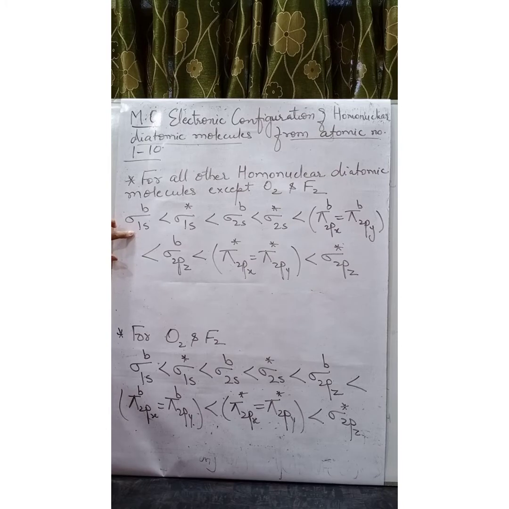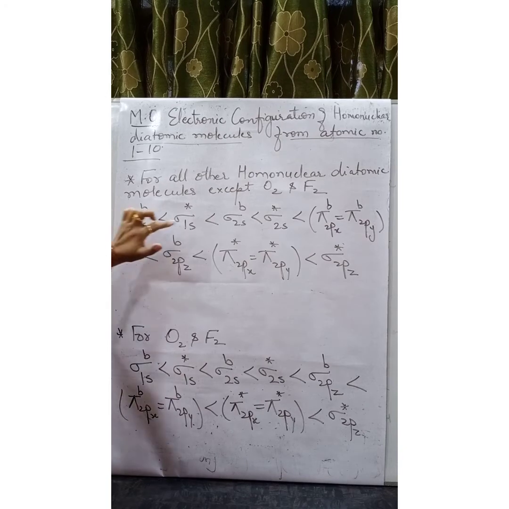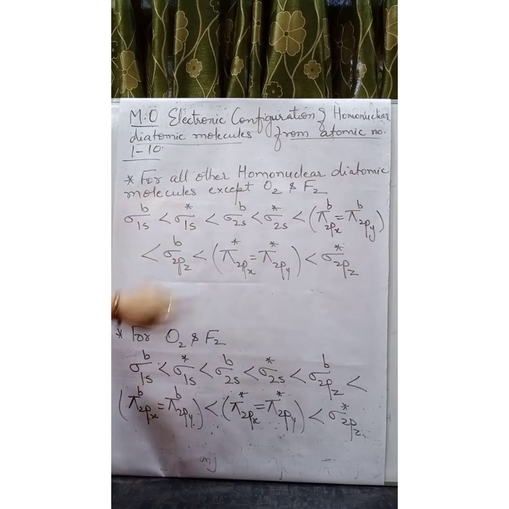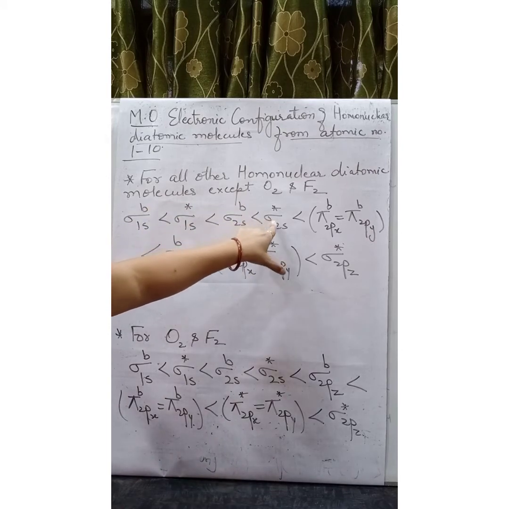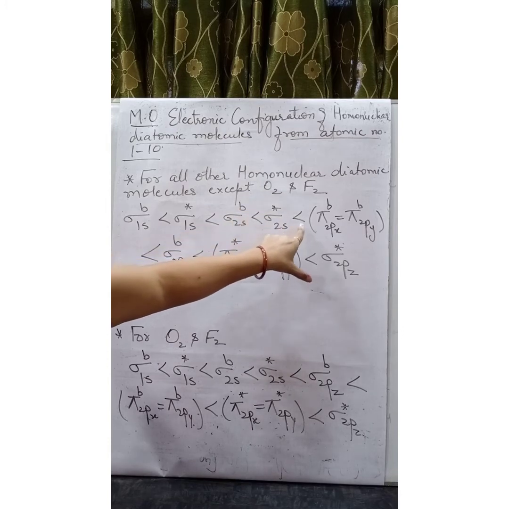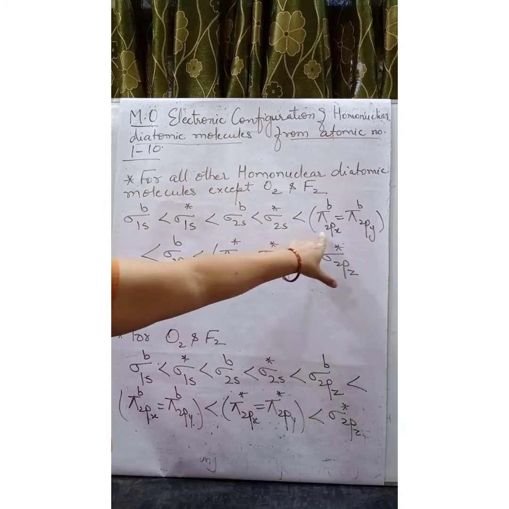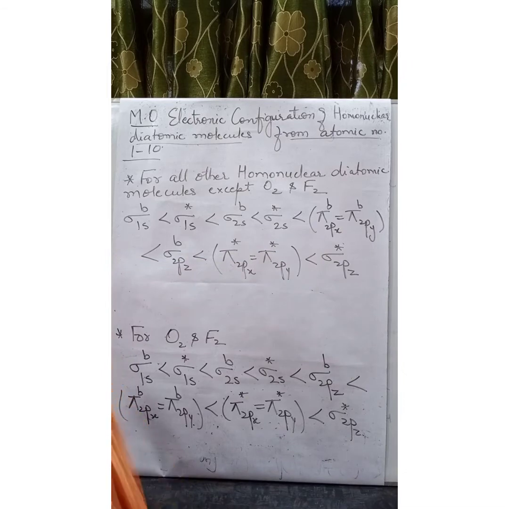1s and 1s orbitals combine together to form two molecular orbitals, out of which one is bonding and one is anti-bonding. Bonding is represented by a small b on top and anti-bonding by a star. Now we have the configuration: sigma bonding 1s less than sigma anti-bonding 1s less than sigma bonding 2s less than sigma anti-bonding 2s less than, as you know, the 2p orbital has three suborbitals.